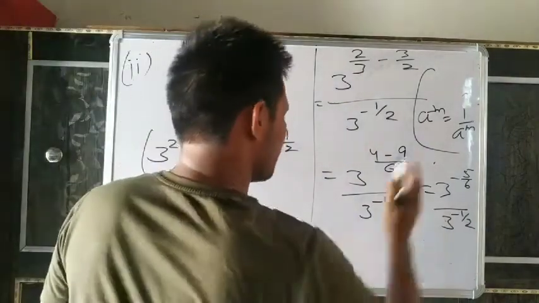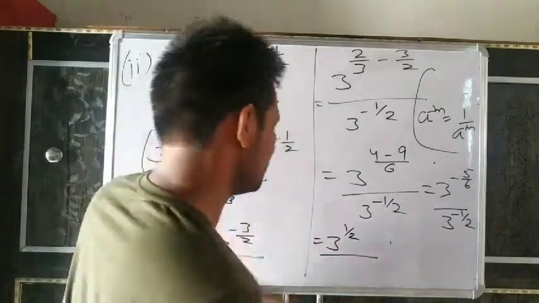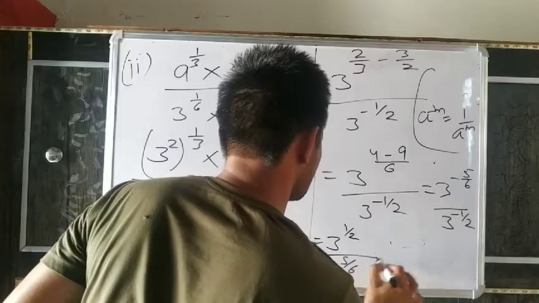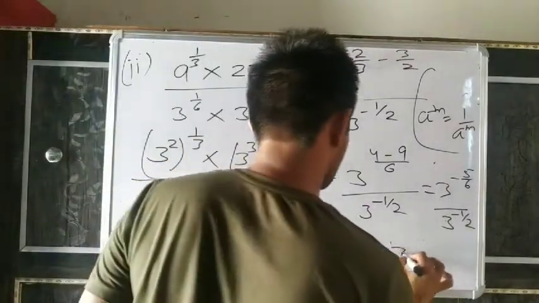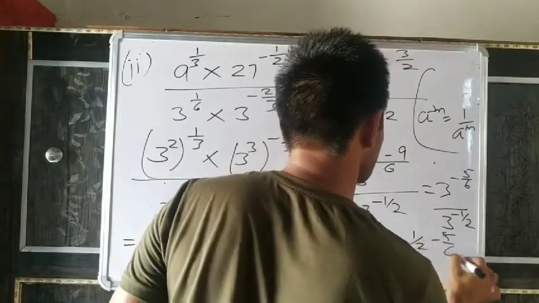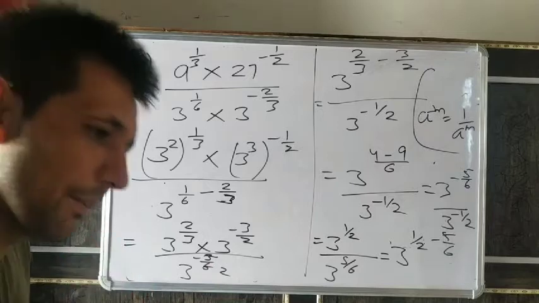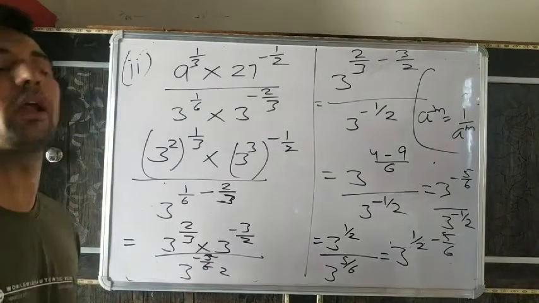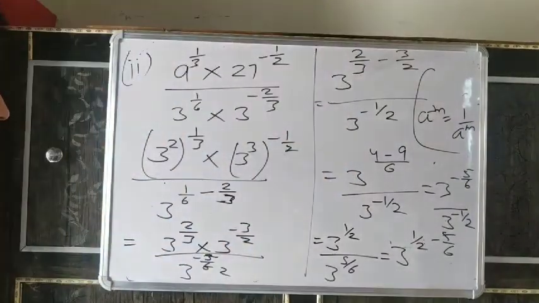So this one goes from the numerator. So 3 raised to the power 1/2 divided by 3 raised to the positive power 5/6. In division, the base is the same, so the powers subtract: 1/2 minus 5/6. You can find it, and that is the answer. Very simple. Make the base the same, then subtract or add the powers. Understand? Very good. Next.